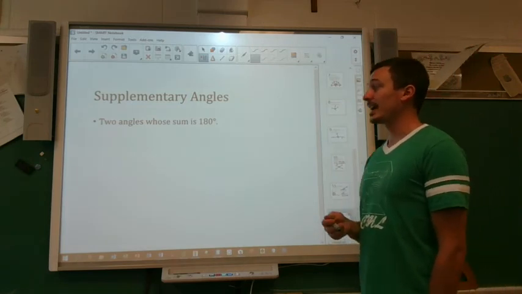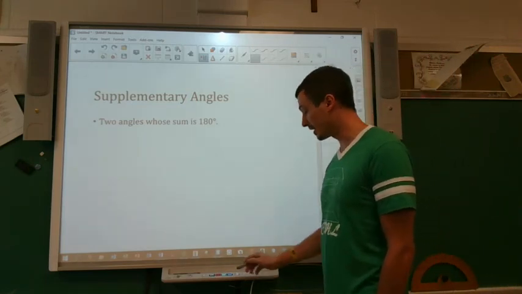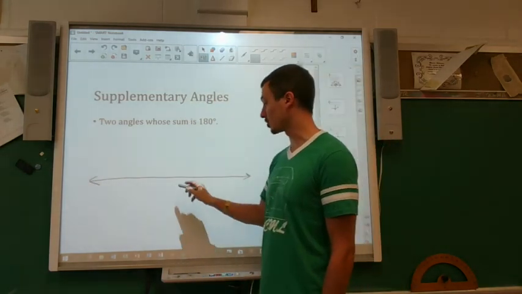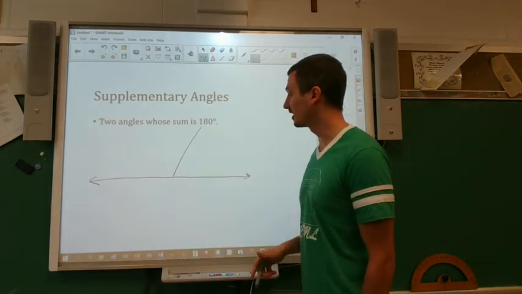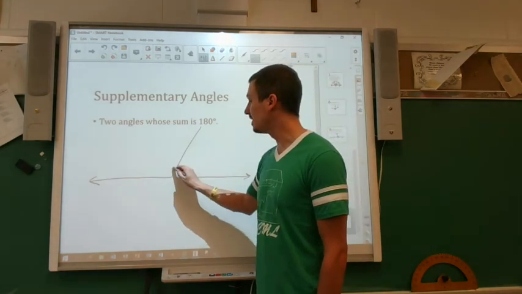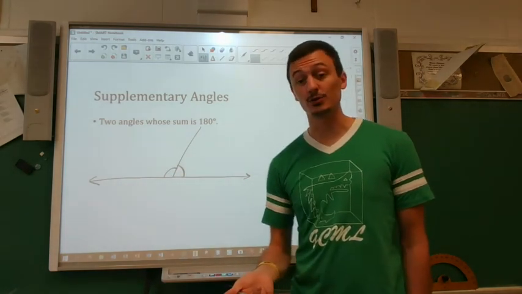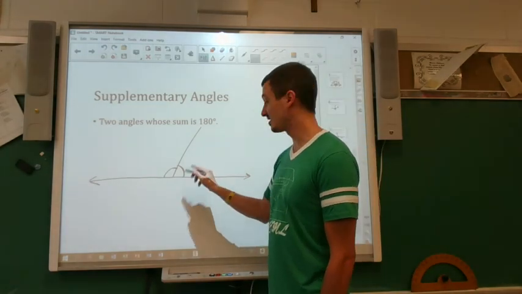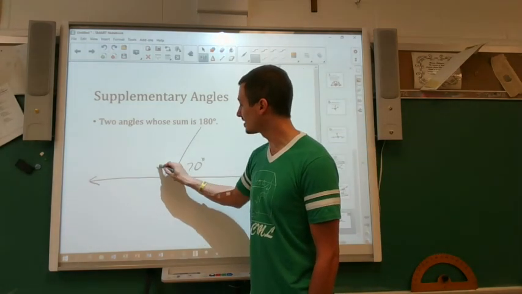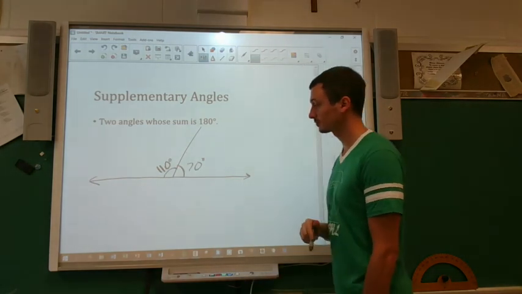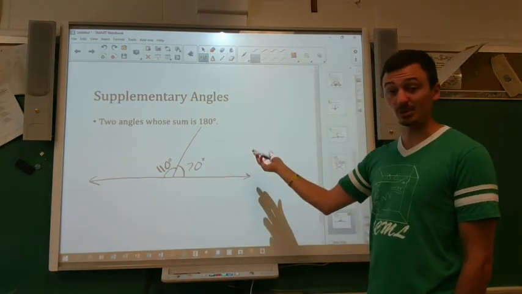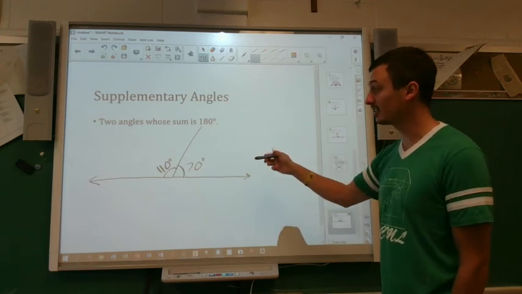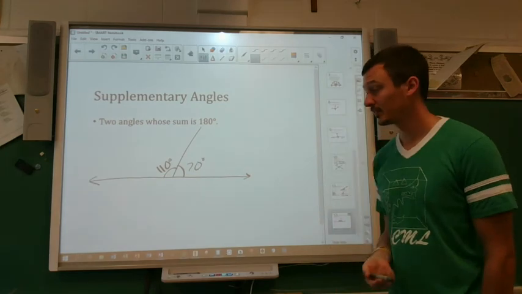Lastly, there's supplementary angles, which are 2 angles whose sum is 180 degrees. So if I have a straight angle here, and I split it into 2 angles, these 2 angles are going to be supplementary angles because their sum is 180 degrees. So maybe this is 70 degrees, and this is 110 degrees. 110 plus 70 is 180, so 110 and 70 are supplementary angles.